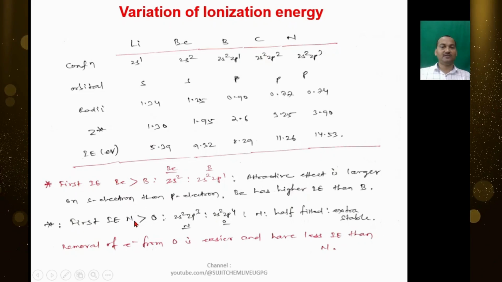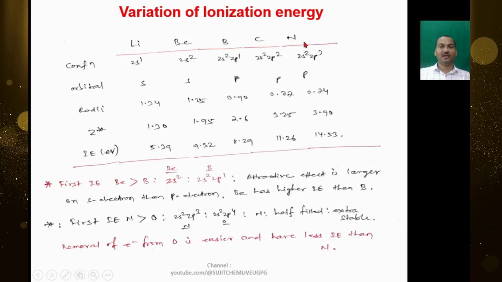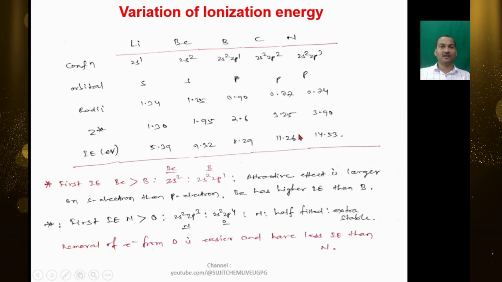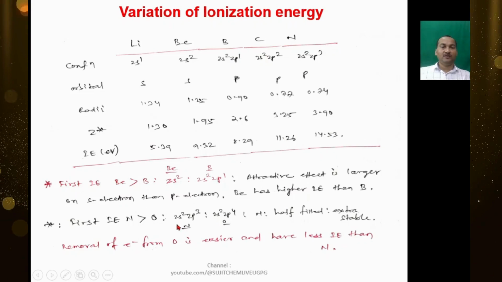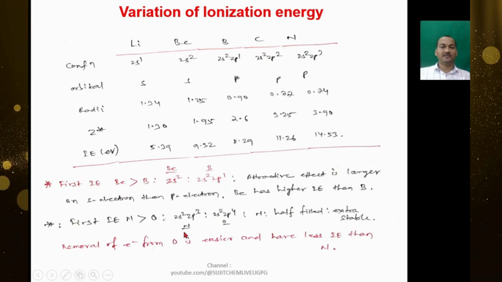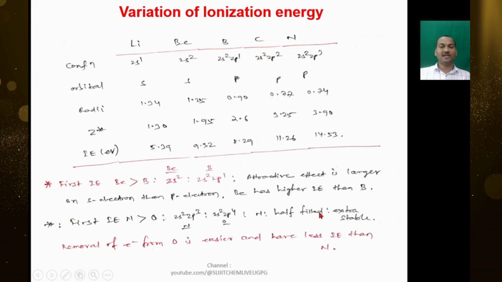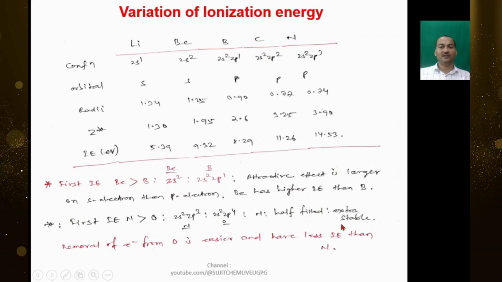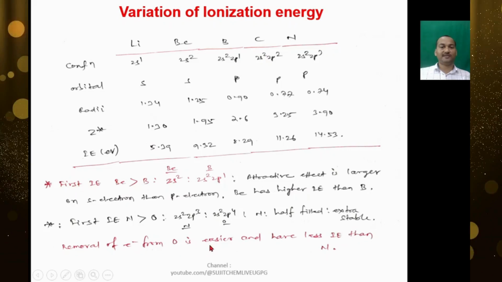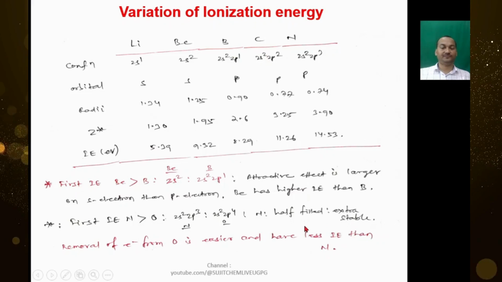Similarly, first ionization energy of nitrogen is greater than oxygen. You can see here nitrogen 14.53. Here oxygen data is not given. Usually, 2s2 2p3 is the valence shell configuration of nitrogen, and 2s2 2p4 for oxygen. So nitrogen is half filled, so it has extra stability. So removal of an electron from oxygen is easier and hence it has less ionization energy than nitrogen.